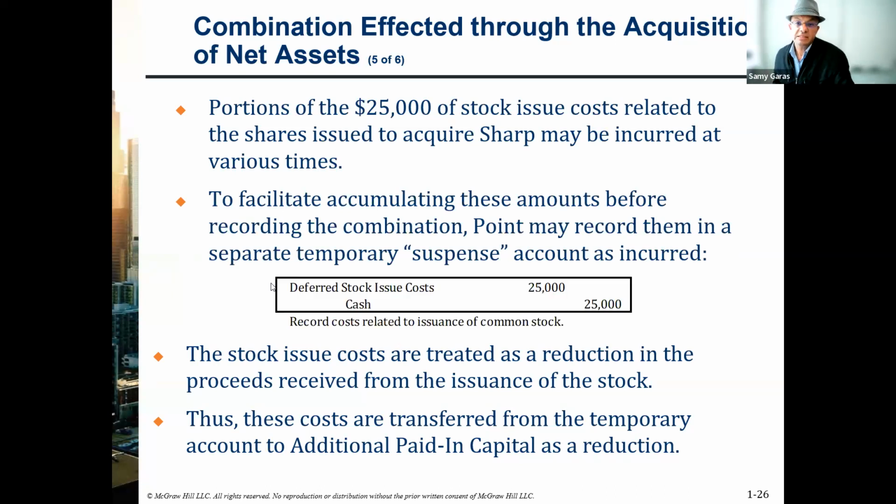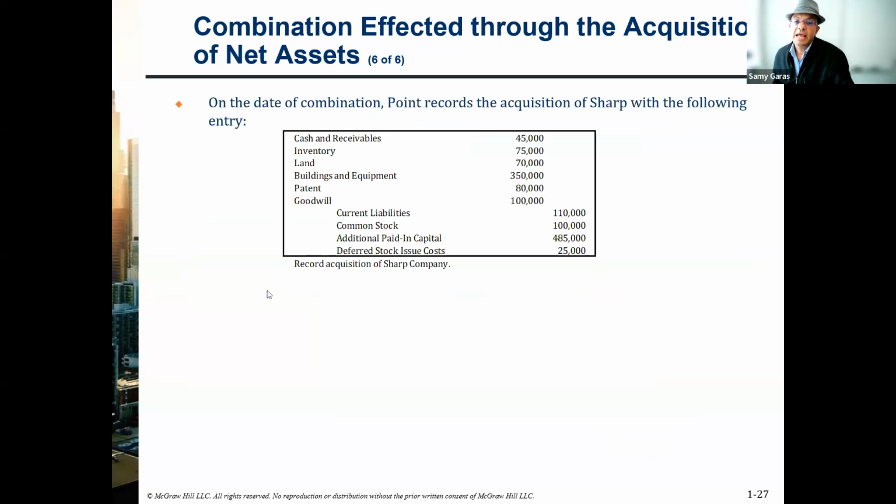And here is just explanation. And now we need to know how we can make the recording. So on the date of combination, Point records the acquisition. Here we debit cash, inventory, land, building, patent, and goodwill, which is going to be the new asset account that will be created.